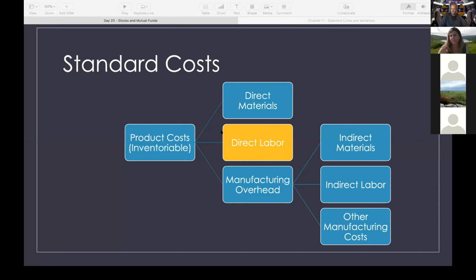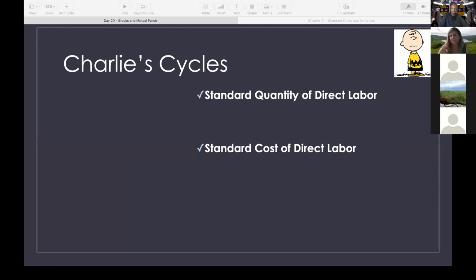So we talked about direct materials. Now we're going to talk about direct labor. I'm just going to tell you off the top, this direct labor works the same way as direct materials. We have to think about when there's a difference between our flexible budget and our actual costs, how much of it is related to price or rate, and how much of it is related to usage. And by usage, we mean direct labor hours.